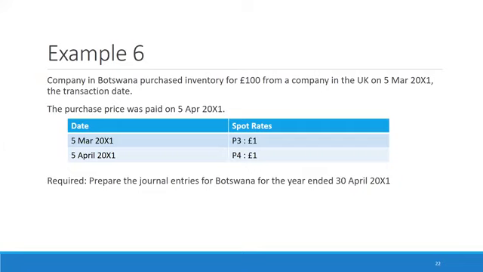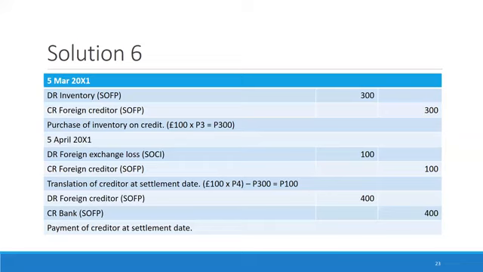Okay, so here we immediately can see that Botswana purchased inventory. So they bought inventory from a company in the UK. So that's whose perspective we are using when preparing our journal entries. They purchased inventory for £100, but we're in Botswana, so we're working with Pula. On the date of the transaction, the inventory cost us £100, so we need to account for that using the transaction date exchange rate, which is 3 Pula to £1. That means we'll recognize our inventory at 300 Pula. We debit our inventory with 300 and we credit our foreign creditor with 300.